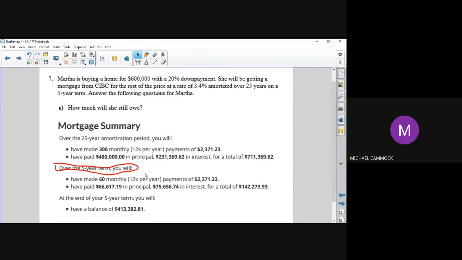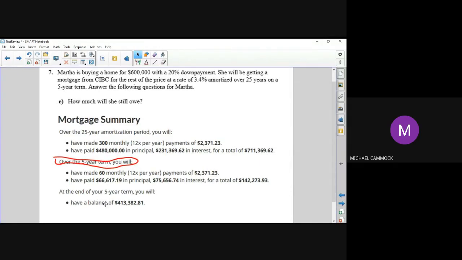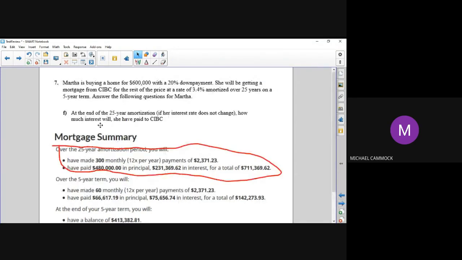Well, one of you actually nailed it. You just simply look down here. What is the balance after 5 years? You still owe this amount. You borrowed $480,000. You still have this amount that you have to pay. Then I looked at the end of the 25 years. So let's come up here now and ask how much interest she's paid. So look in the 25-year, over the whole life of the loan, how much interest have you paid? It's this number right here.